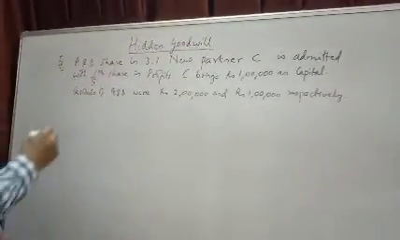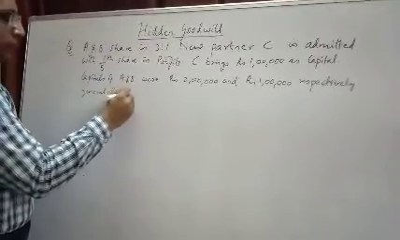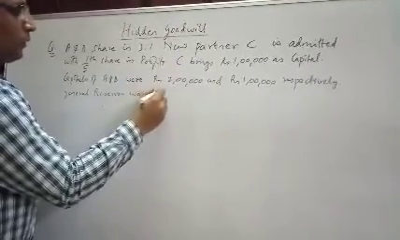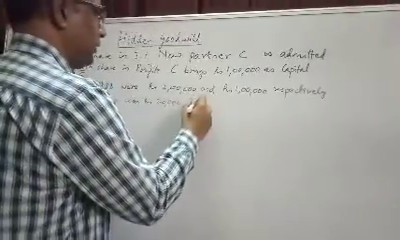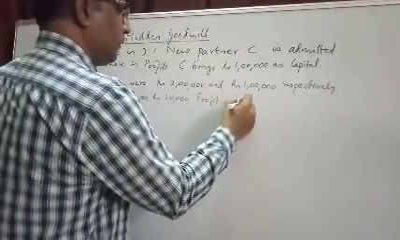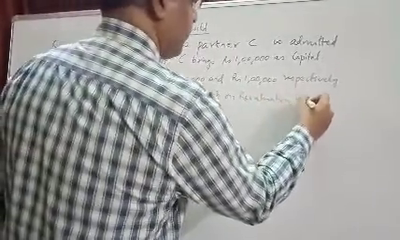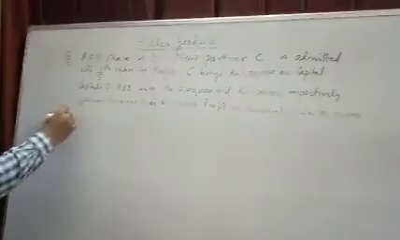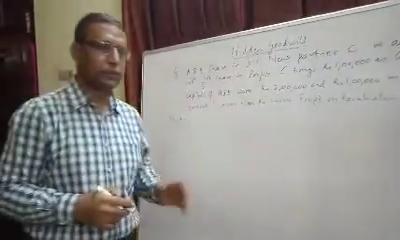Also information is given that general reserve was rupees 20,000. Profit on revaluation was rupees 10,000. In this we have to find out the solution of hidden goodwill.